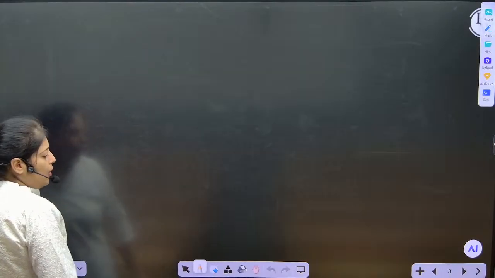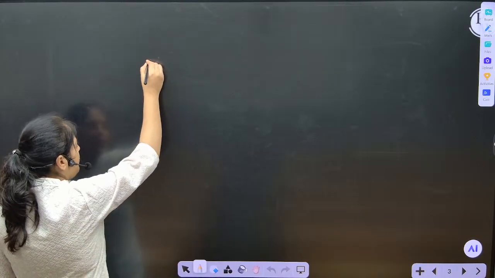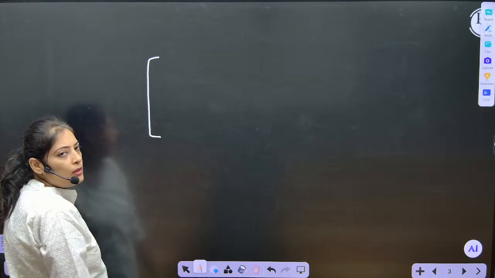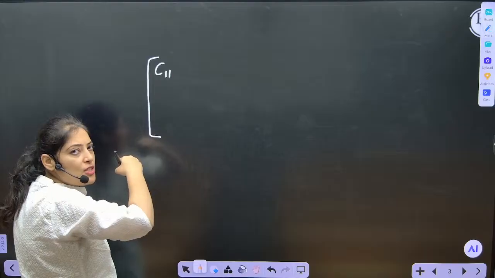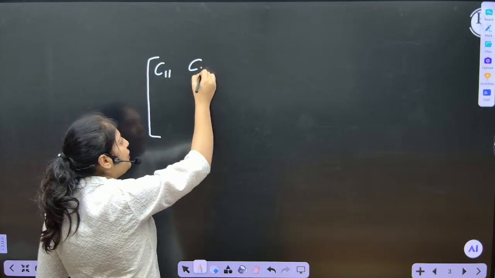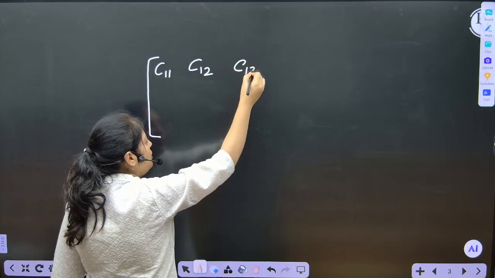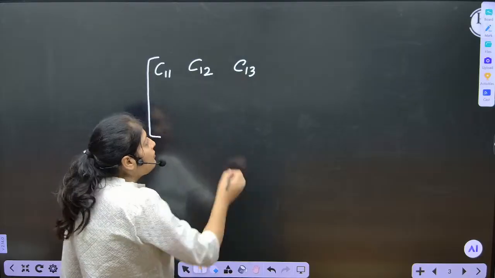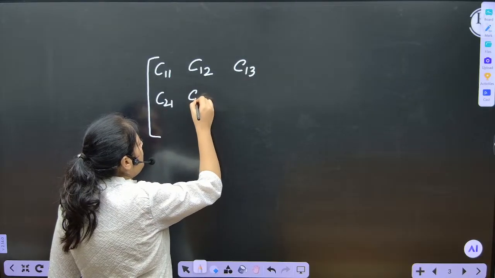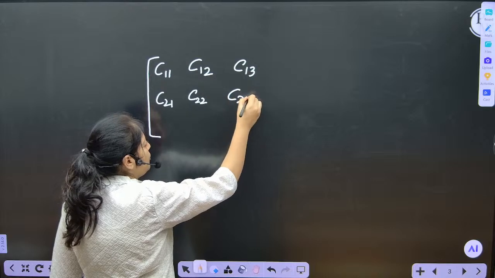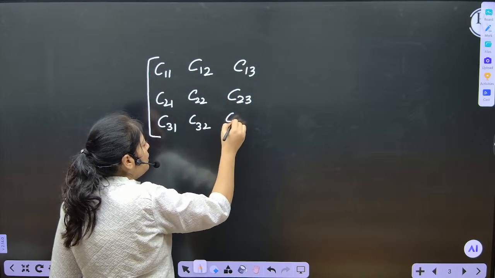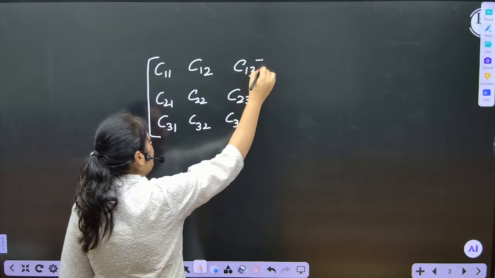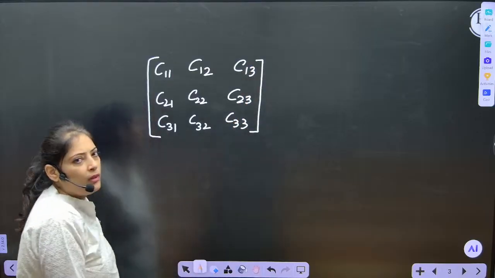Now we have found the cofactors. Cofactors are nothing but what? Cofactor of first row, first column, first row, second column, first row, third column, 2 1, 2 2, 2 3, 3 1, 3 2, 3 3. Okay.